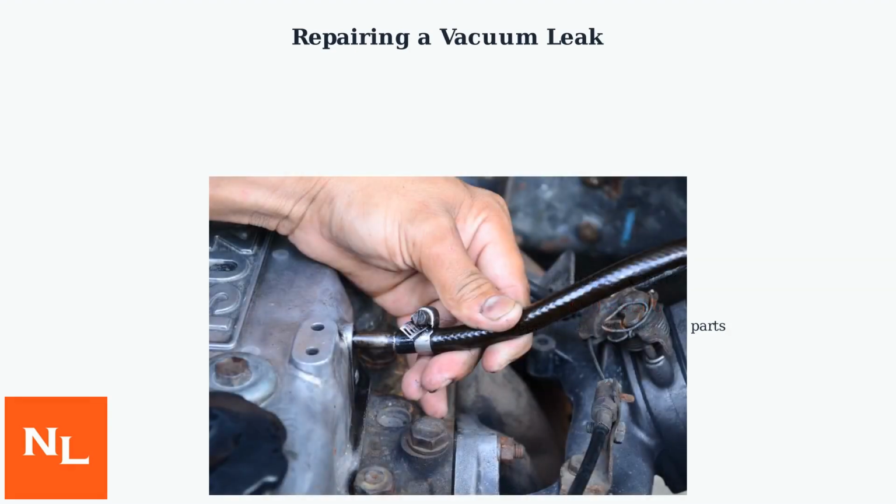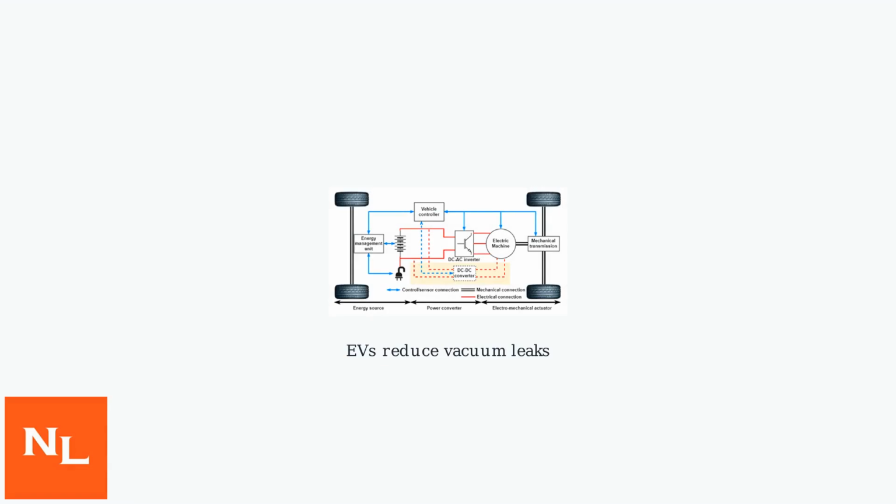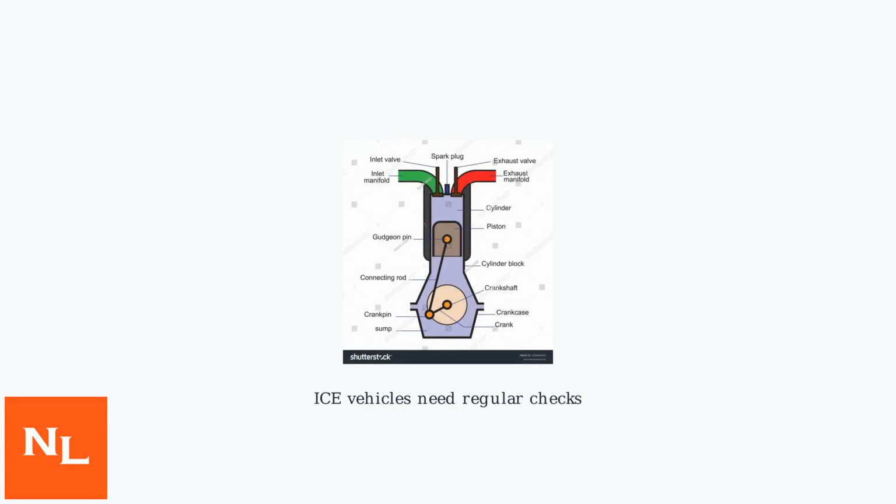To prevent vacuum leaks, mechanics recommend annual inspections of hoses and components, particularly in high-mileage vehicles over 100,000 miles. With the rise of electric vehicles, vacuum leaks are expected to become less common as EVs eliminate the need for traditional vacuum systems. For existing internal combustion engine vehicles, regular maintenance and prompt repairs are essential to prevent vacuum leaks. Predictive maintenance, using telematics, helps detect potential leaks before they cause problems.